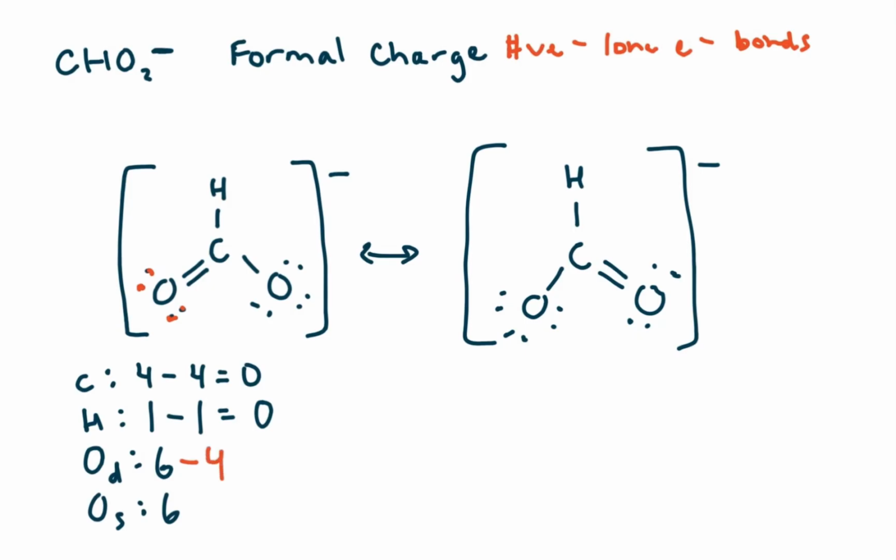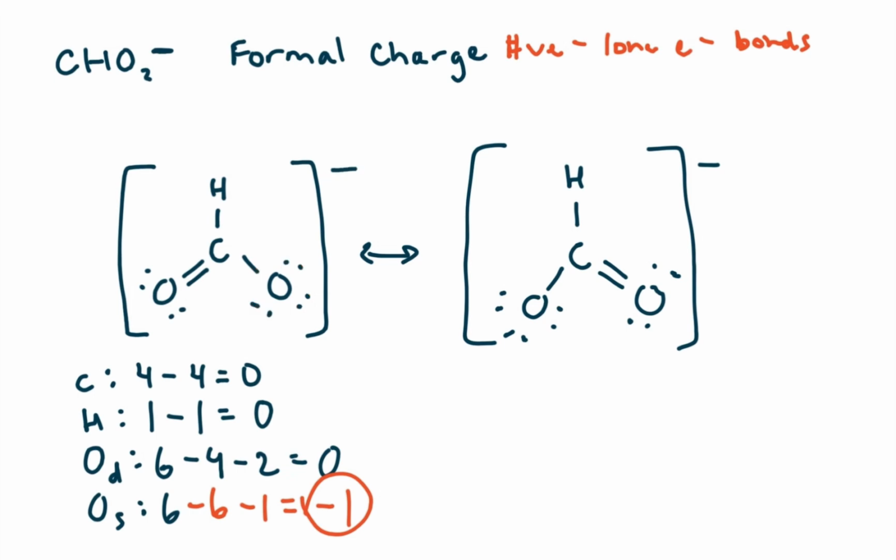So minus 4, and then it also has 2 bonds, which is -2. So 6 minus 4 minus 2 equals 0. Now for the single bonded oxygen, let's count how many lone electrons it has. 1, 2, 3, 4, 5, 6. So -6, and then it has 1 bond, so that means -1, and it has a total of -1 for its formal charge, and that is where this negative comes from for the entire molecule. This is because of the single bonded O's negative formal charge.